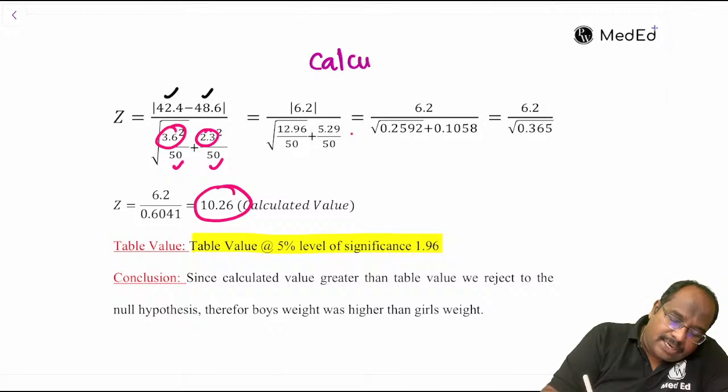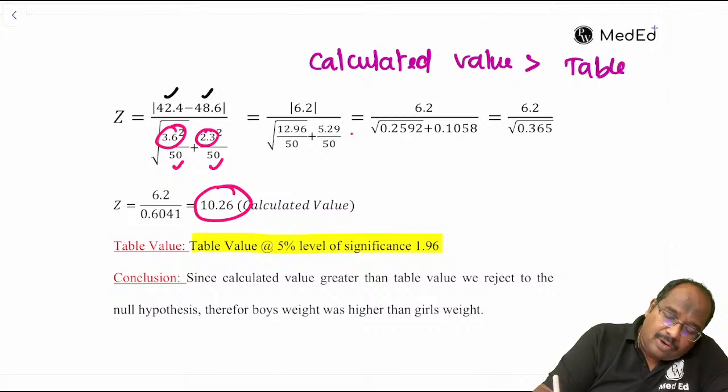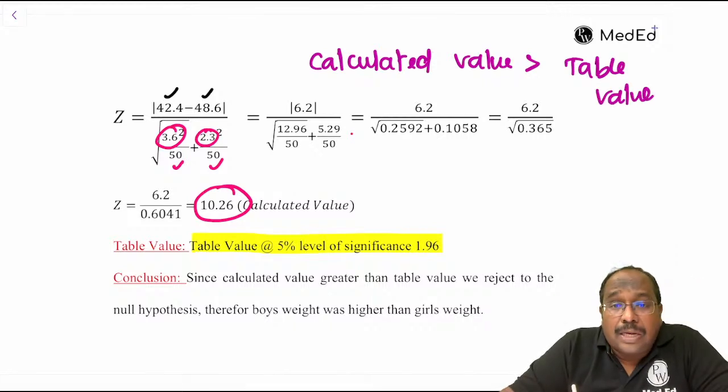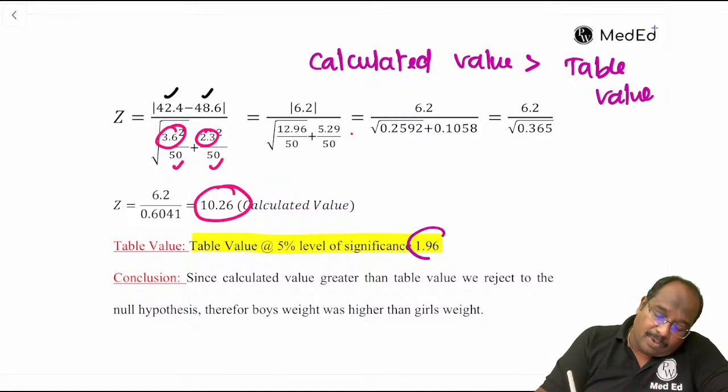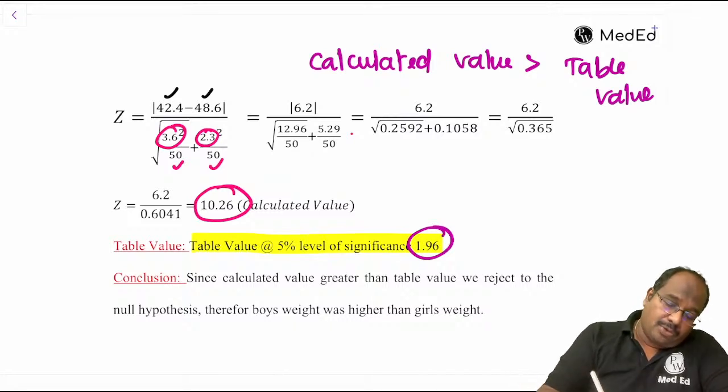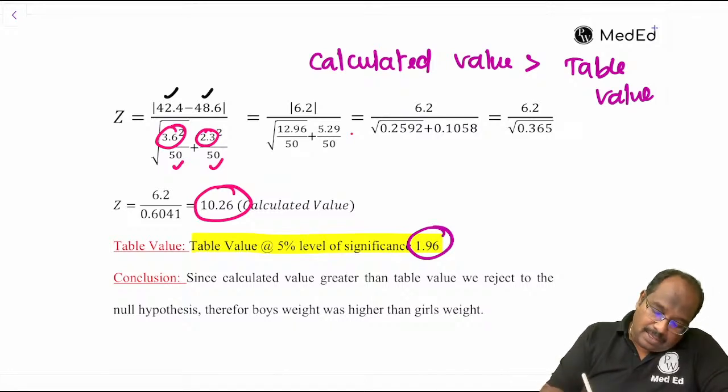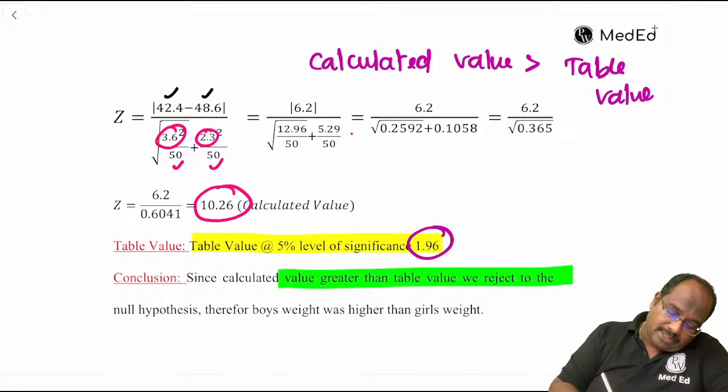You can answer it. The calculated value is greater than the table value. Now what to do? Whether to accept or reject the null hypothesis. The calculated value, 10.26, is greater than 1.96. So what we are supposed to do? We have to reject the null hypothesis.